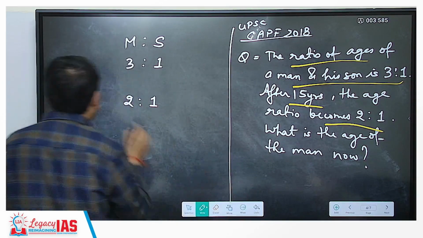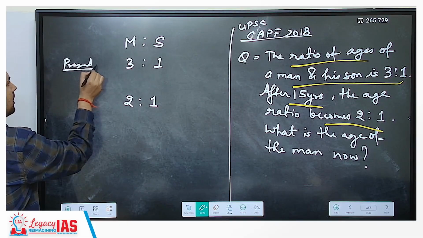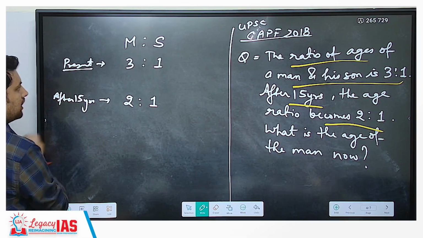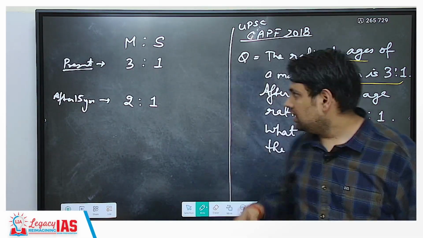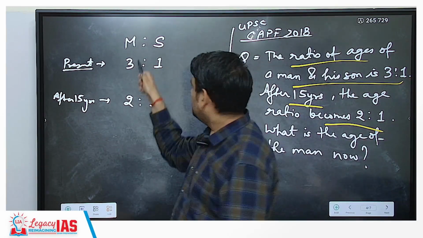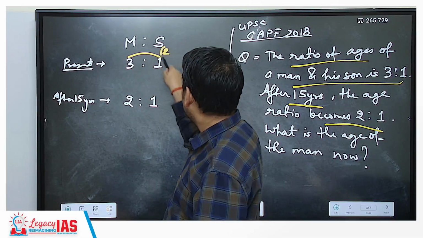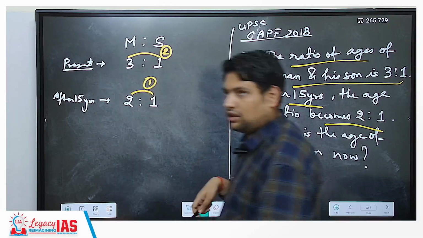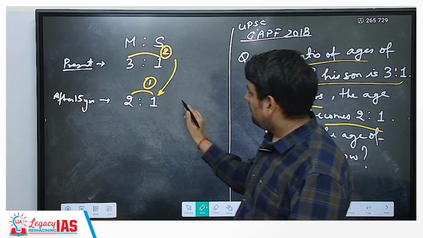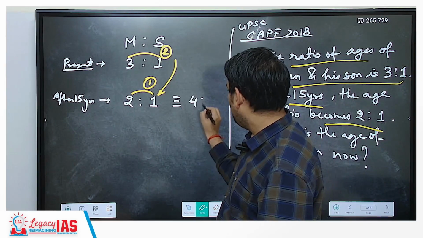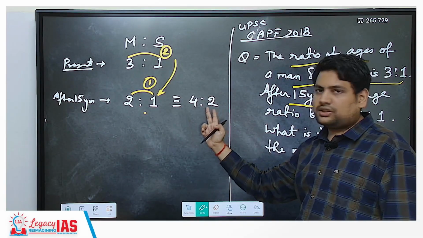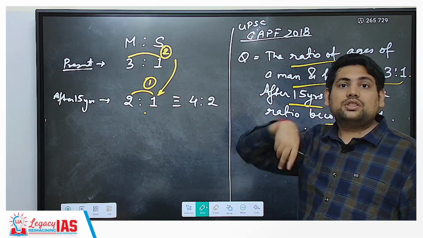So this is the present ratio, and this is after 15 years. Correct? These are the two ratios. Now the difference between them has to be constant. Now 3 and 1, the difference is 2. 2 and 1, the difference is 1. Now this is the issue. What we must do? We must multiply this with 2, so that we use an equivalent ratio of 4:2. This is the same ratio as 2:1, but now the difference is 2. Here also the difference is 2. So now we can solve it.